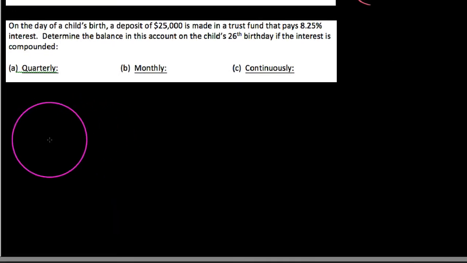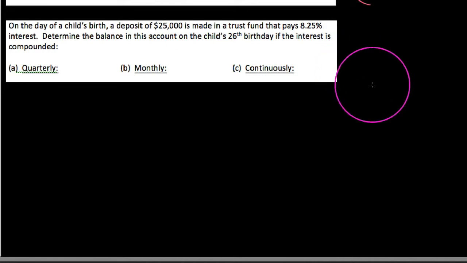We're going to go ahead and run through an example real quickly, to see what this would look like in practical use. On the day of a child's birth, let's assume that $25,000 is deposited in a trust fund that pays 8.25% interest. Determine the balance, or the amount A, in this account on the child's 26th birthday if the interest is compounded these ways.